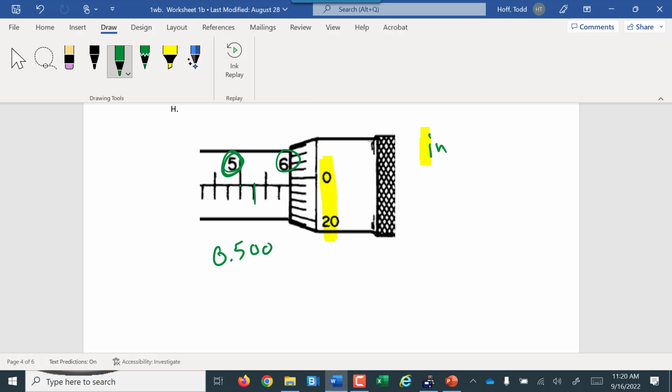These are quarters or 25 thousandths. That's 25, 50, 75 thousandths. Then this is almost back to the 1. That's 21, 2, 3, 4, 24 thousandths. So 0.599 inches.